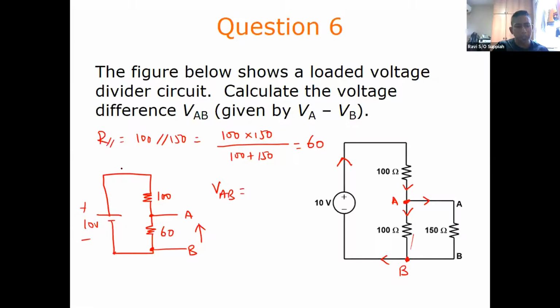So when current flows in this direction, in order for the current to flow through this 100 ohm resistor, this has to be positive and this has to be negative. For current to flow through this 60 ohm resistor, this is positive, this is negative. You can look at it from a clockwise or anti-clockwise perspective. So you can say that the 10 volt supply is equal to the voltage drop across the 100 ohm resistor plus the voltage drop across the 60 ohm resistor, right, because this is clockwise direction and this is anti-clockwise direction.